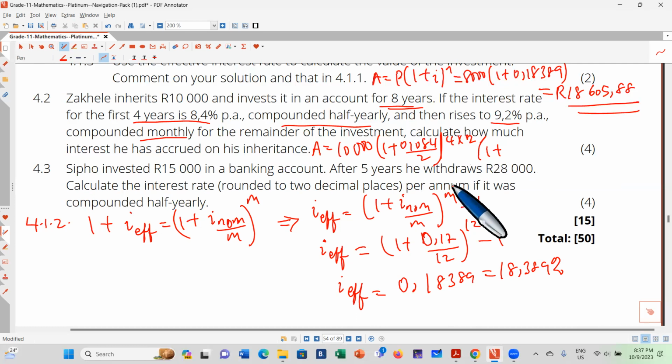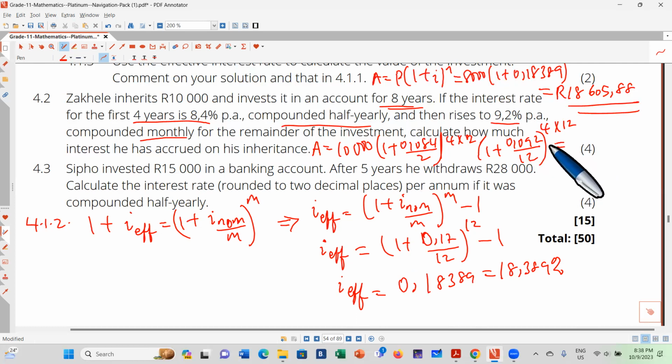1 plus. Then you have another 9.2% compounded monthly. So you divide this one by 100, which means that you have 0.092. This one is compounded monthly, so you divide by 12. And then at the top is another 4 years, you multiply it by 12. And then use a calculator to get the answer.